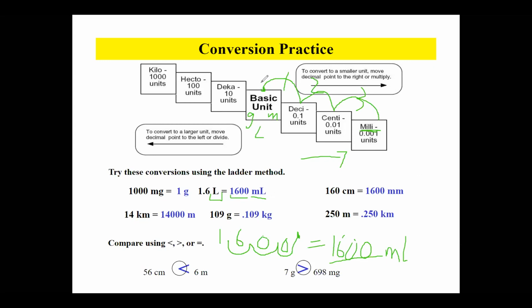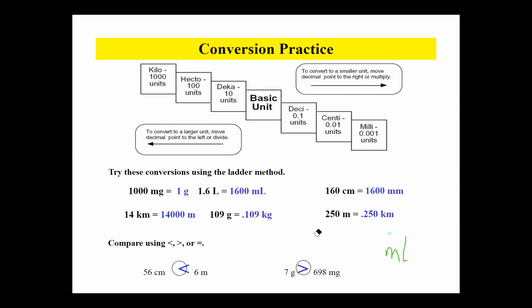All right, so that's how we go to the right, but what if our jumps are to the left? Let me erase all this stuff over in here. Let's look at another example. Let's look at this guy. We start off with 109 grams, and we want to see if that does in fact equal 0.109 kilograms.